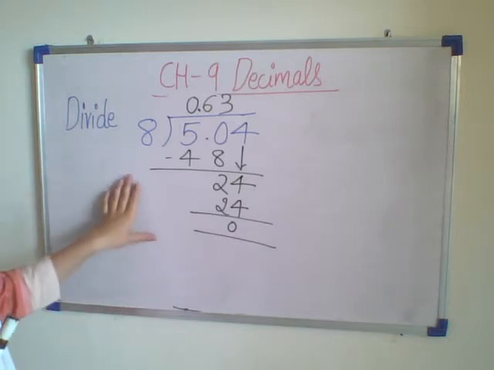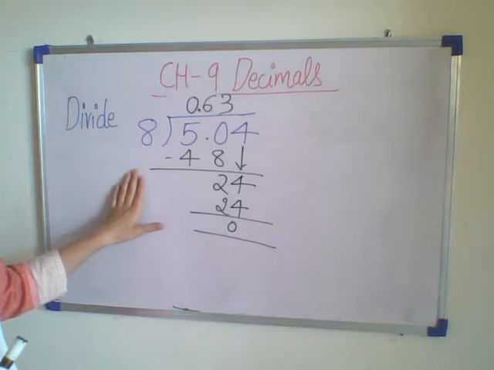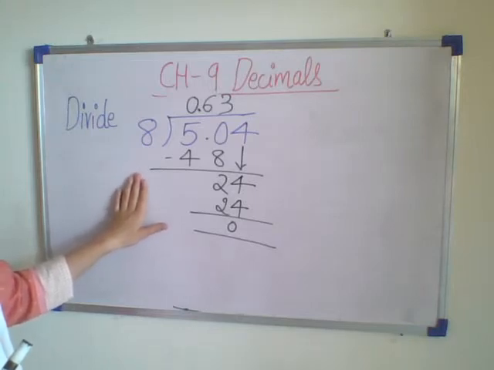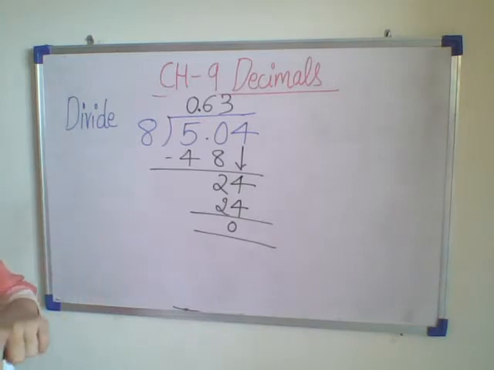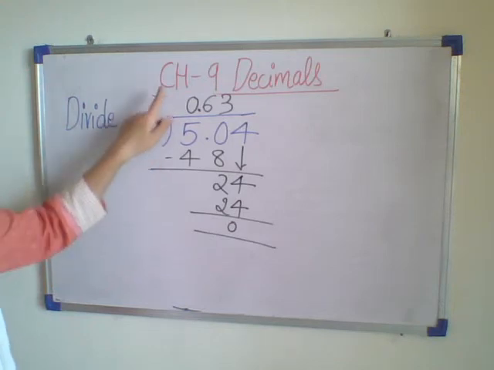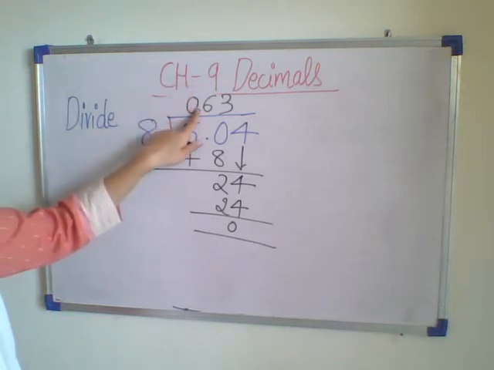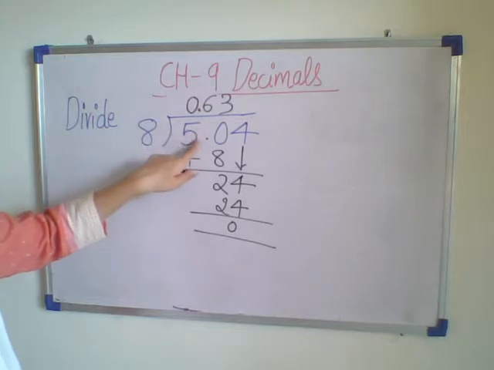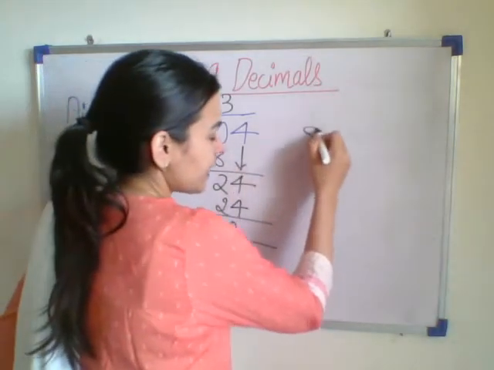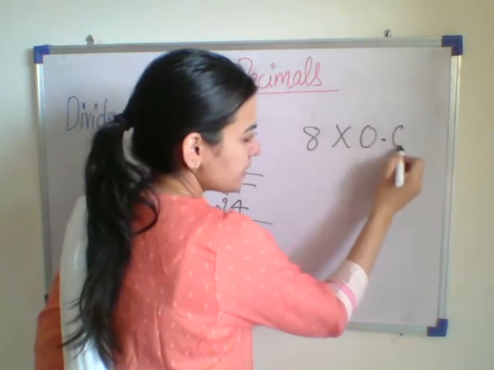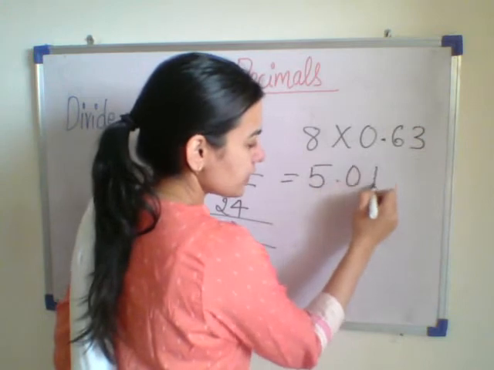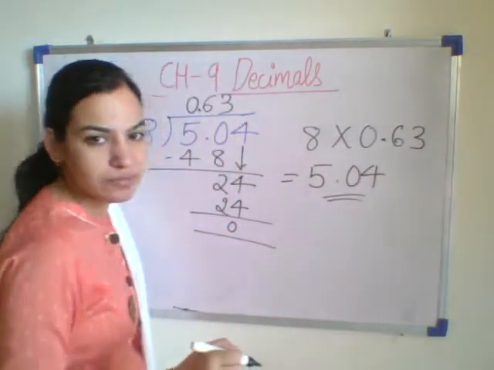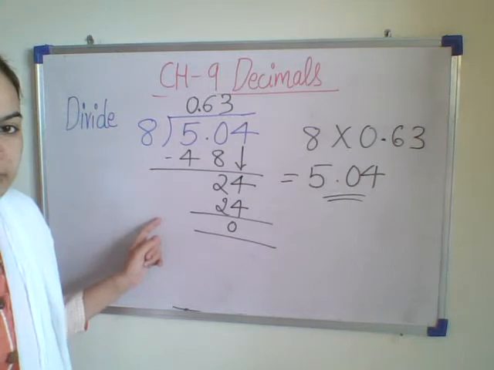Now how to check whether this division that is done is right or not? In the chapter on division we have checked the division also, how to check whether it is done right or wrong. So what we will be doing: 8 multiplied by 0.63 should be equal to your dividend. If you multiply 8 with 0.63, the answer that you will obtain will be 5.04. It means that the division done by us is correct.